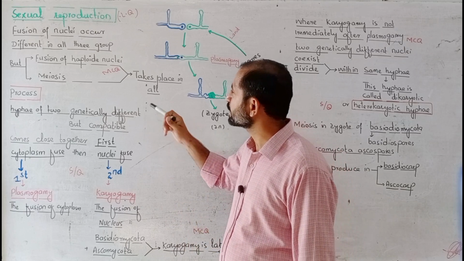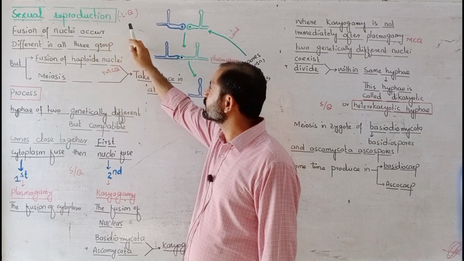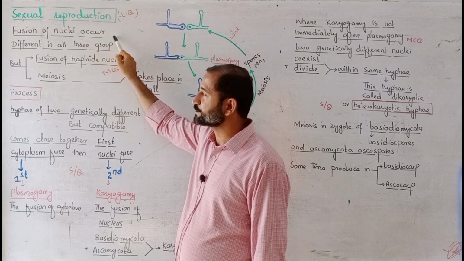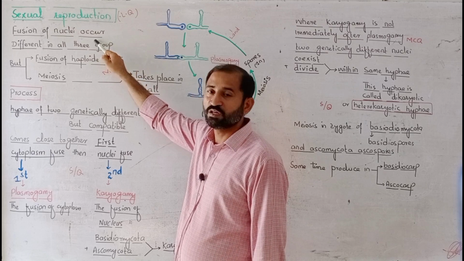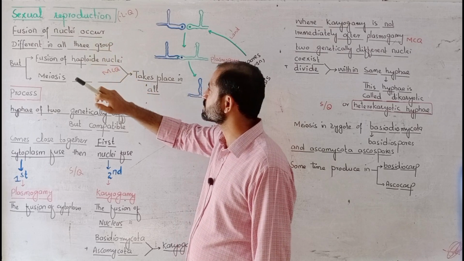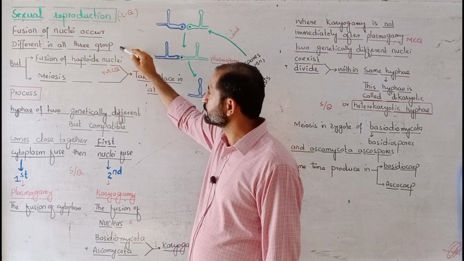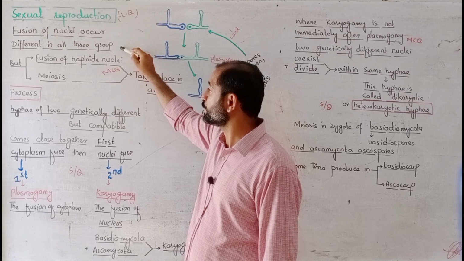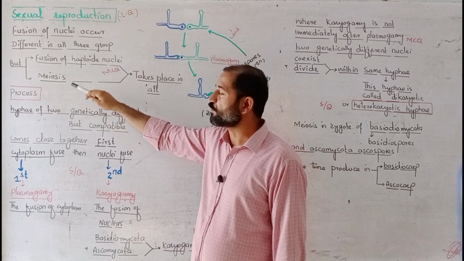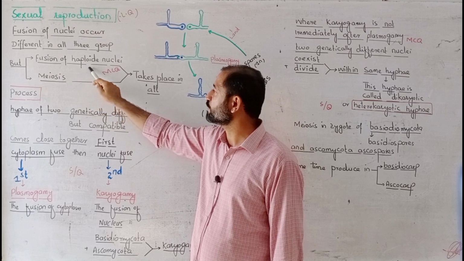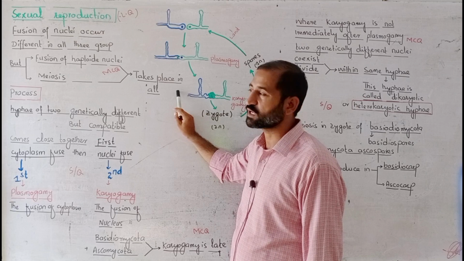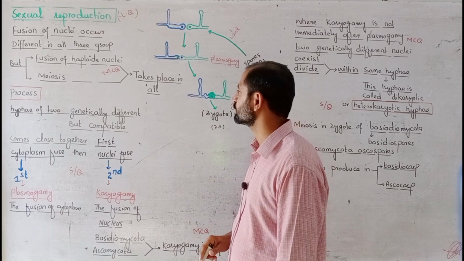That is a long question. Fusion of nuclei means 2 different nuclei come close together and intermix to form the diploid zygote. And number 2 is different in all 3 groups. But the common thing is the fusion of haploid nuclei followed by meiosis. Fusion of haploid nuclei and meiosis takes place in all groups.